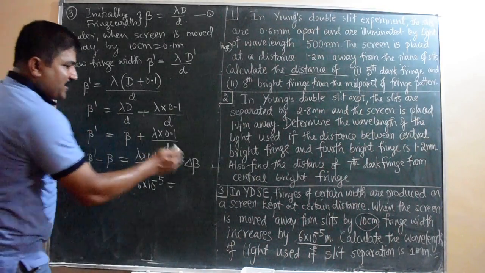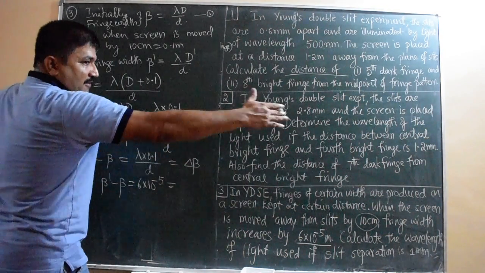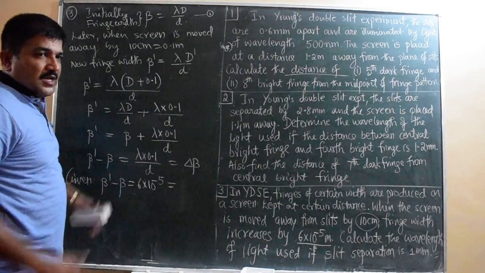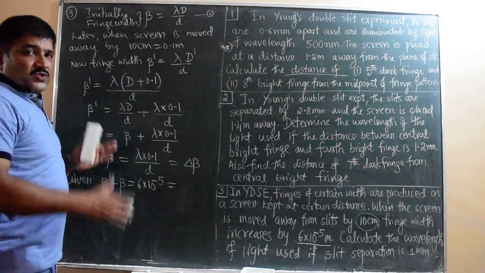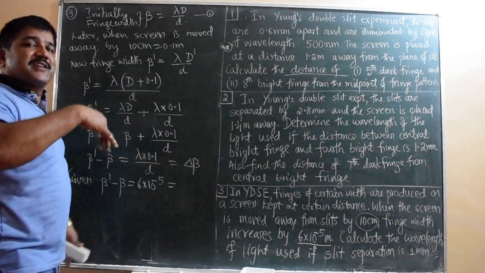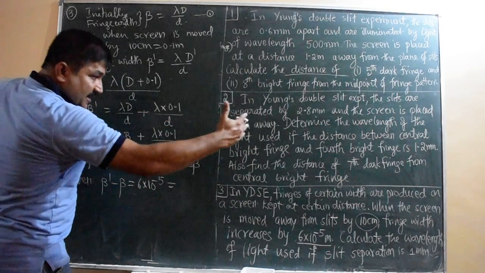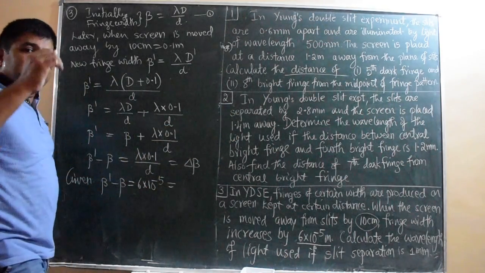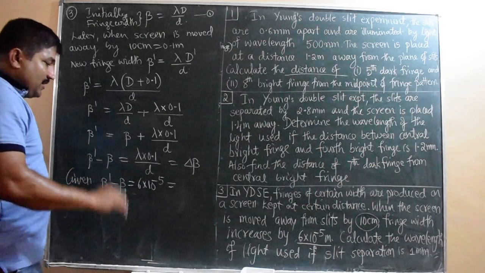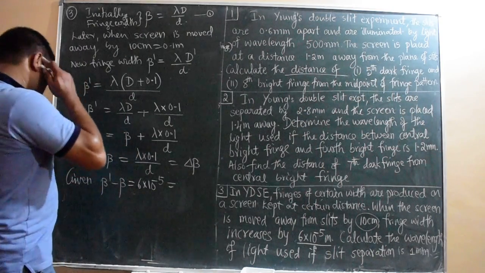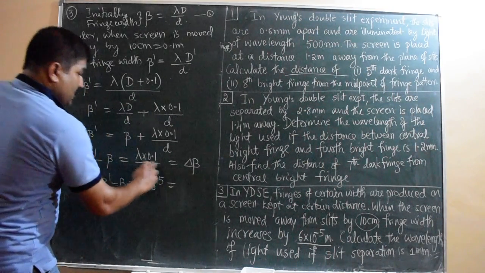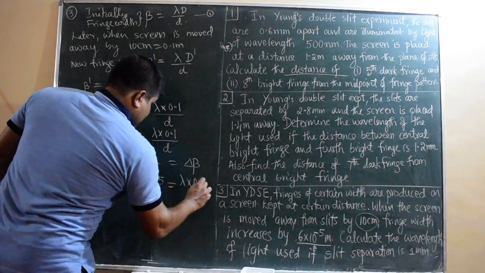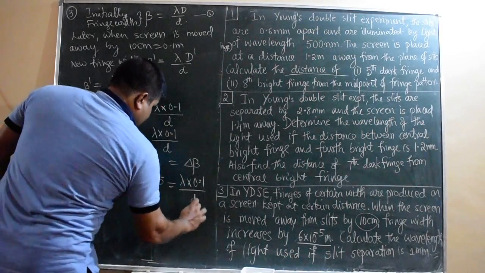Increase or decrease? Here it increases. When the screen is moved away, fringe width increases, fringes become broader, so the separation between the fringes increases. When the screen is brought towards the slits, beta decreases, fringe width decreases. So now this substitution: lambda into 0.1 divided by small d.